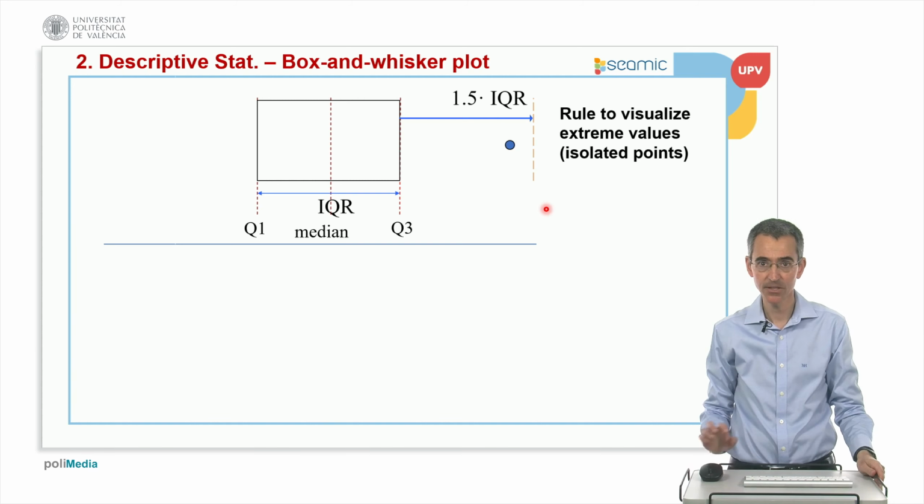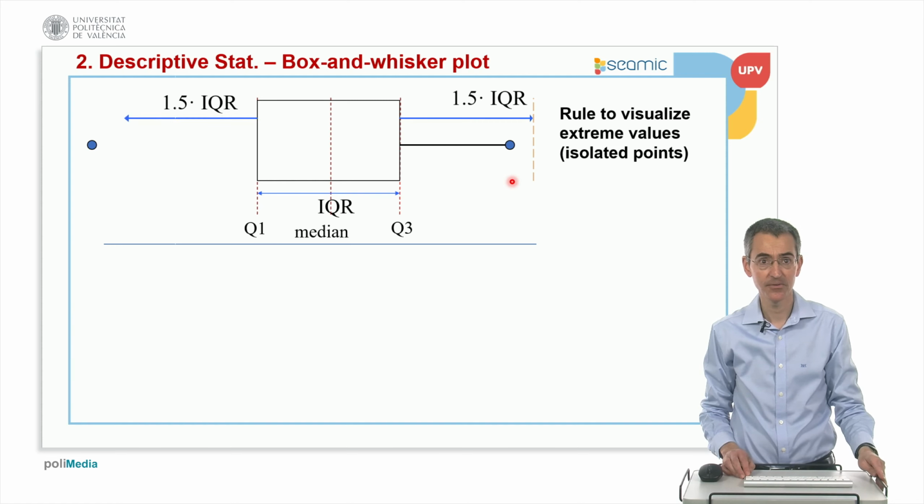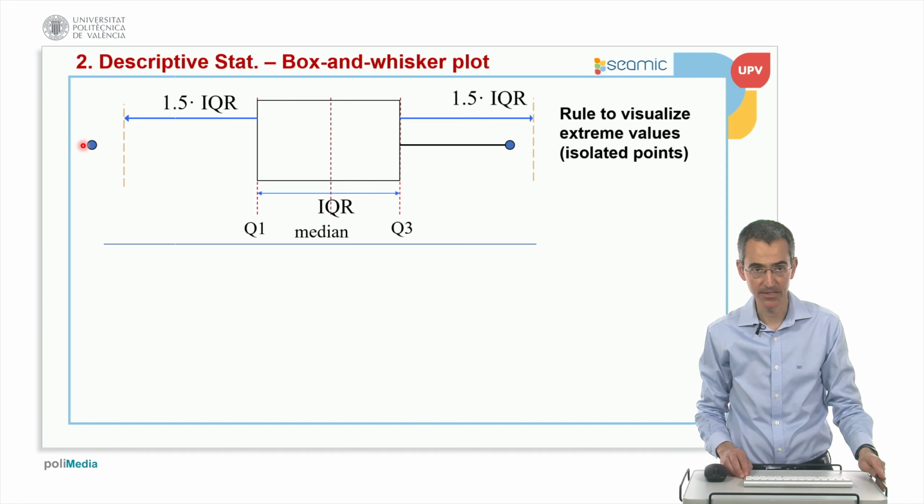Okay, so if the maximum value is on the left of this imaginary limit, this value will be the end of the right whisker. Good, and then I do the same on the left. So I take the first quartile minus 1.5 times the interquartile range. And again here, I will have an imaginary limit that I don't draw, but it is there. So if the minimum value is outside this limit, it is represented as an isolated point.